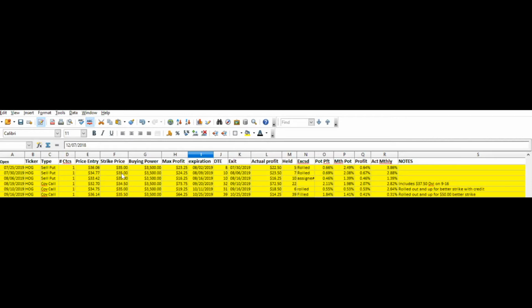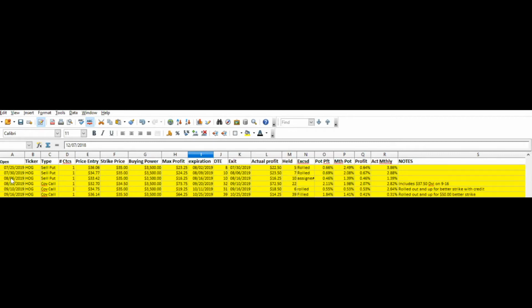I just rolled it out, same strike. Stock was trading, as you can see when I rolled it, just slightly under the 35 strike. But I was okay with that because I was willing to own this stock at that price if it got assigned. My premium was 24.25 after commission, with 10 days to expiration. I only held it for 7, so I made the full 23.50, which was 2.88%.